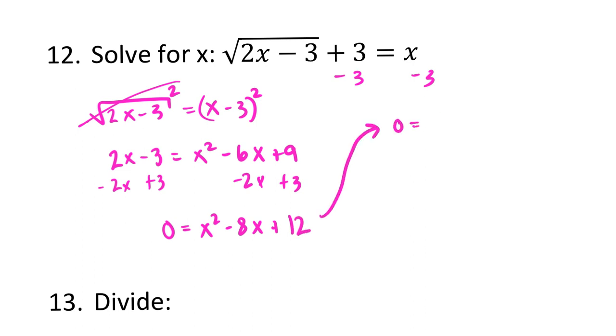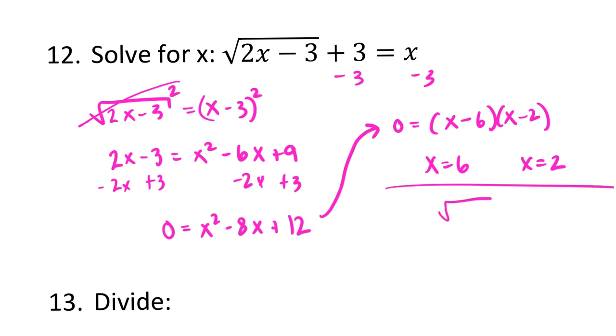We will factor that. We're going to say, okay, that's (x minus 6)(x minus 2). So we have x is 6 and x is 2. Now, an important step for these is checking our answer. So we're going to plug back into the original equation. 2 times 6 minus 3, plus 3, does that equal 6? So let's see, 12 minus 3 is 9, the square root of 9 is 3, and 3 plus 3 is 6. So this one works out.